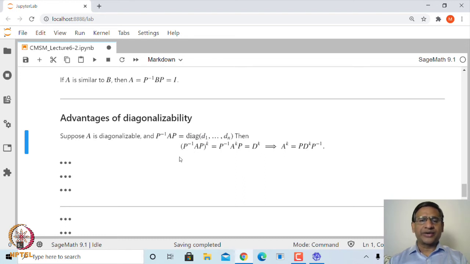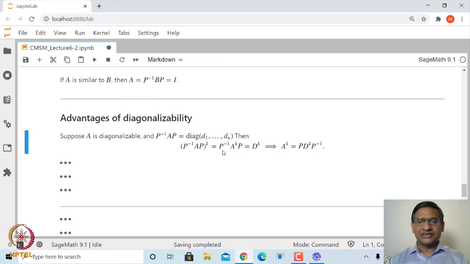Now, let us take any power of P inverse AP. When you take, let us say, the square of P inverse AP, what will it be? It will be P inverse AP into P inverse AP. So, P inverse P you can combine, make it identity. What you will be left with is P inverse A square P. So, in general, P inverse AP to the power k is nothing but P inverse times A to the power k times P. And since P inverse AP is the diagonal matrix D, and the power of a diagonal matrix is nothing but taking the power of each of the diagonal entries, that is D to the power k.